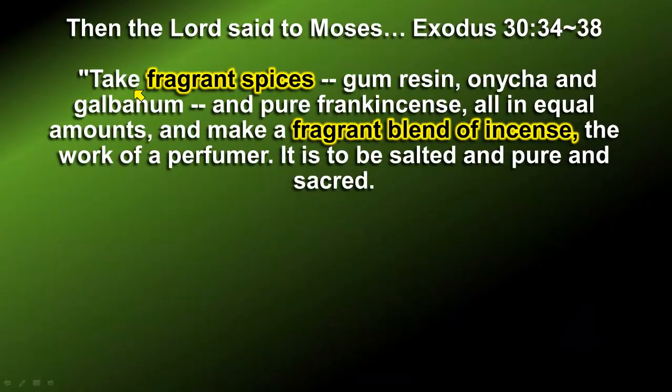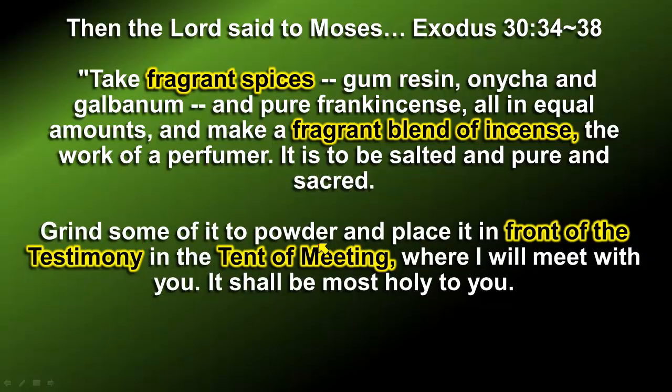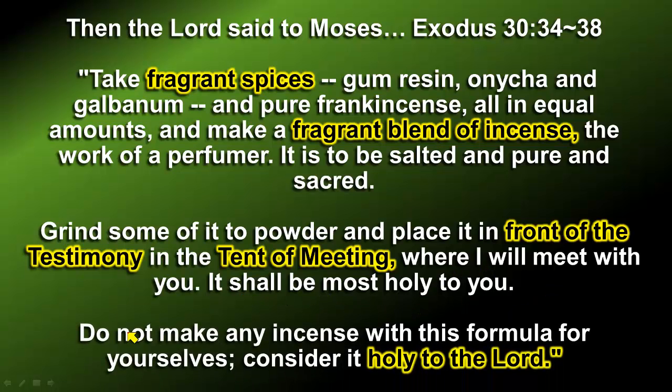The Lord said to Moses, take fragrant spices, and he mentions them all here, and he says, grind some of it into powder and place it in front of the testimony in the tent of meeting, where I will meet with you, and it shall be most holy to you. And he says, do not make any incense with this formula for yourselves. Consider it holy to the Lord. So this incense, these fragrant spices that the Lord gave us the formula for here, was only to be used in the sanctuary service and not in everyday use.